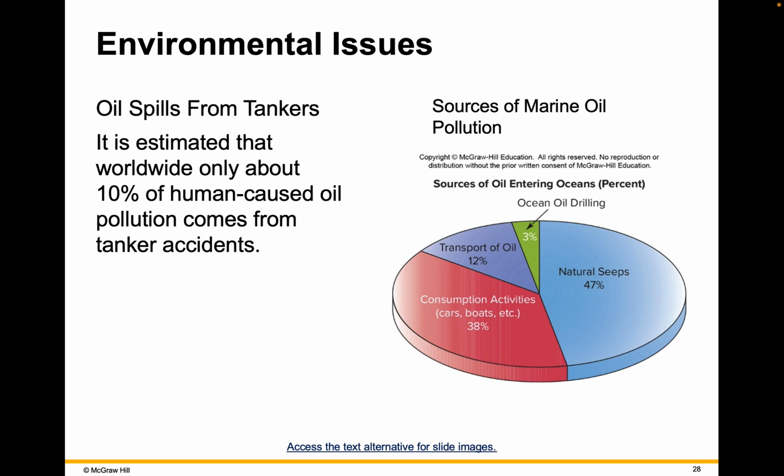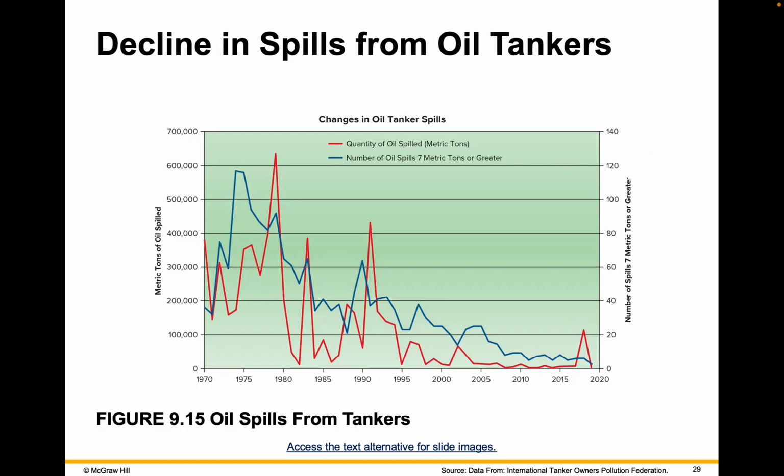Environmental issues. Oil spills from tankers. It's estimated that worldwide, only about 10% of human-caused oil pollution comes from tanker accidents. Almost half of marine oil pollution comes from natural oil seeps in the ocean, which is interesting. All right, and we have seen a trend in the decline of spills from oil tankers over time.